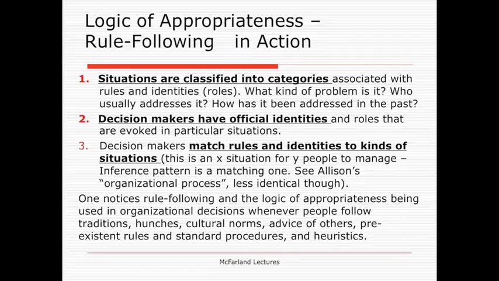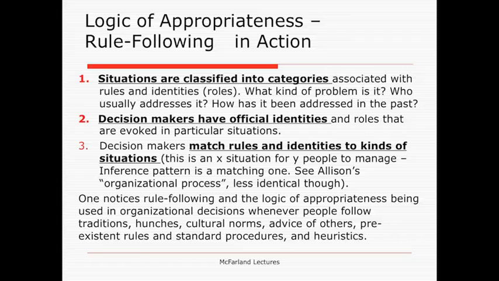So far, we've discussed the logic of consequence, or rational actor models. But there's a second class of models, or a second class of decision-making, that Jim March relates. He calls it the logic of appropriateness. Most of the time, in organizations, people follow rules. And they follow them even if it's not obviously in their self-interest to do so.